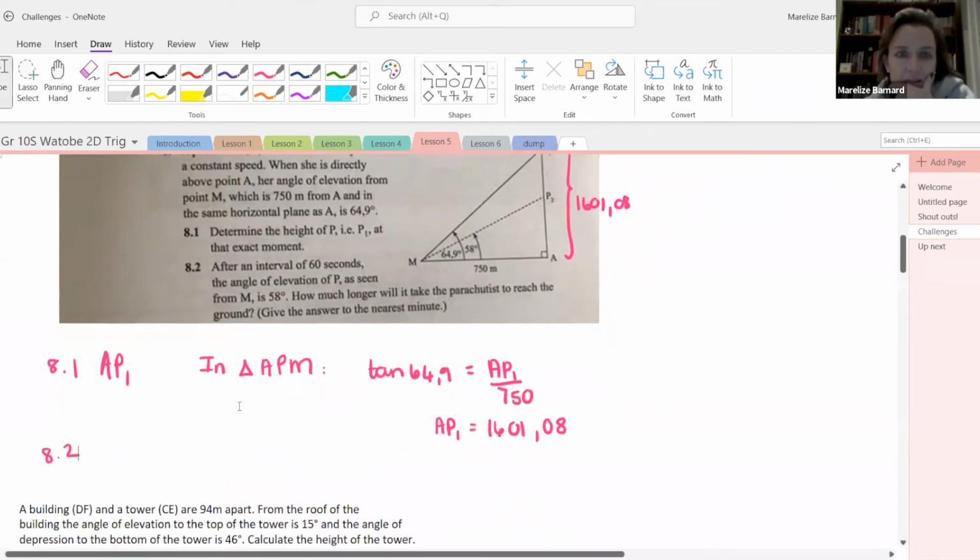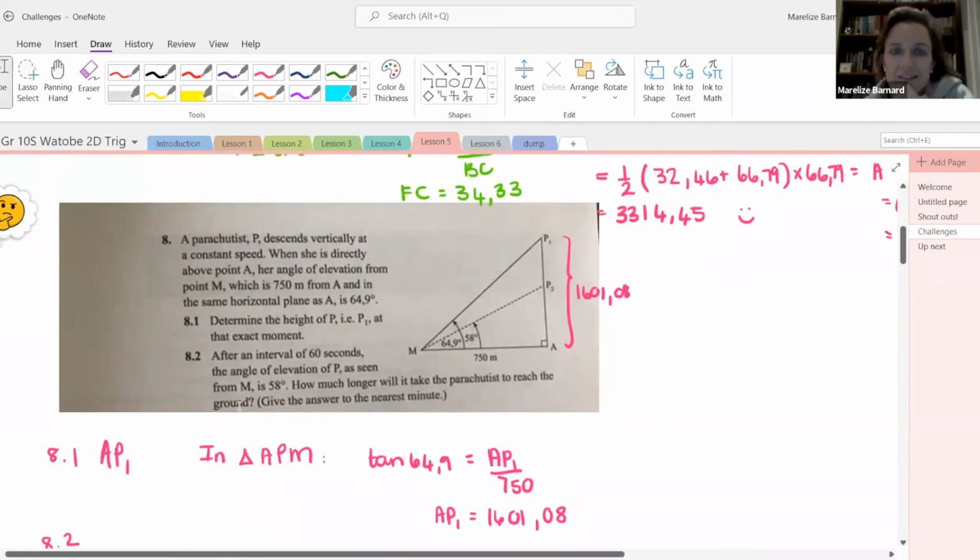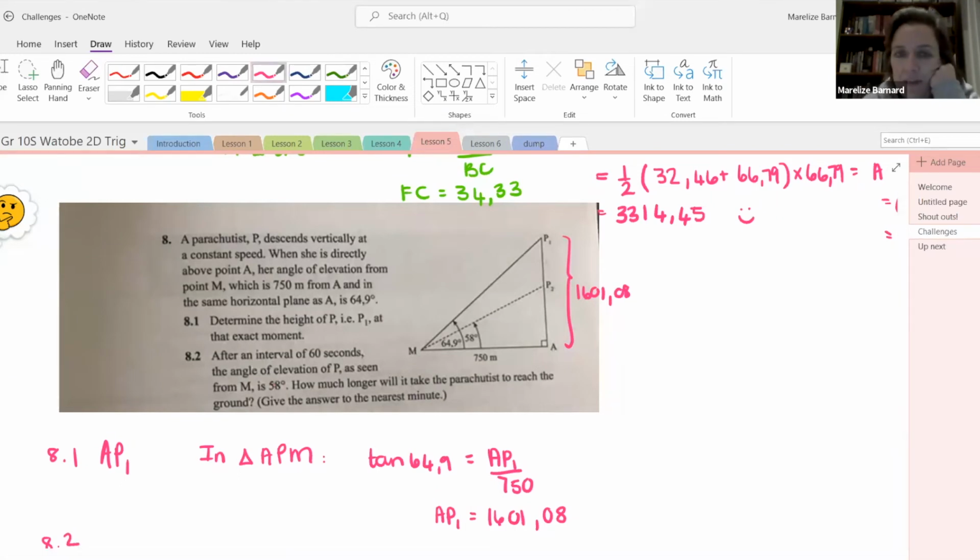Okay, so now the next question asks, after an interval of 60 seconds, the angle of elevation of P as seen from M is 58. So what's happened now is that our parachutist has come down, right? So now she's basically at this point here at P2. And now her angle of elevation is 58. How much longer will it take the parachutist to reach the ground? Oh, there's some time problem in here. Distance, speed, all of that stuff.